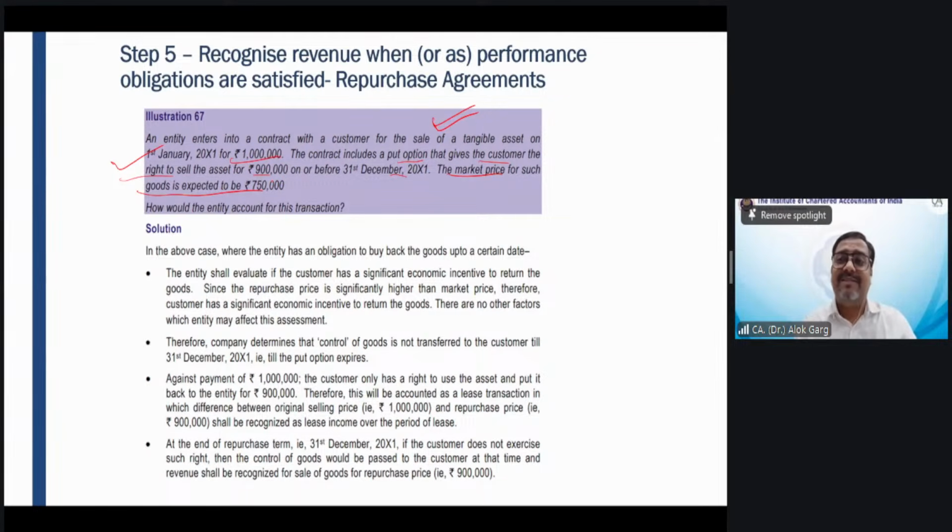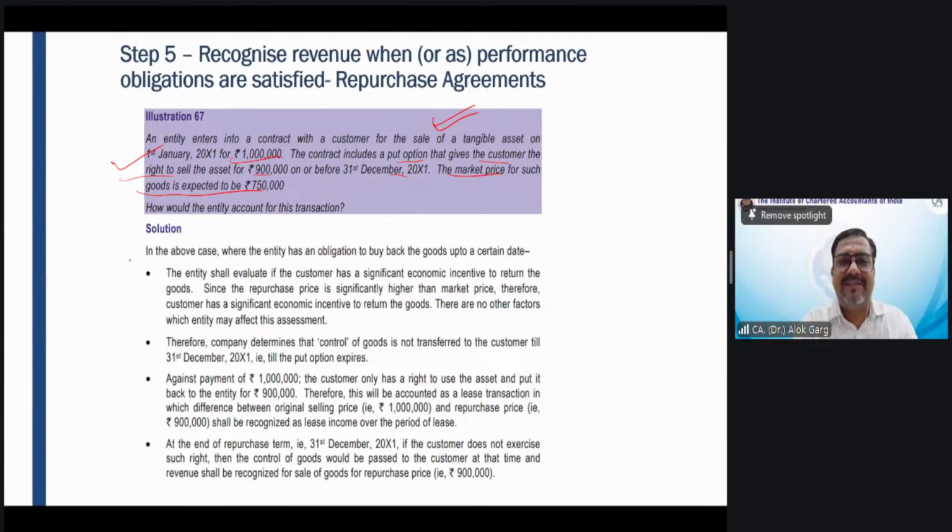It means if the customer does not sell the goods back to the seller, the market value is only 7.5 lakh, but the seller will give him 9 lakh. Tell me whether the customer will avail the put option or not. Of course, he will avail the put option. भाई 9 लाख रुपए मिल रहे हैं ना, तो अवेल तो करेगा ना पुट ऑप्शन. सेलर का नुकसान होगा, बायर का तो फायदा है. So the buyer will avail the put option.